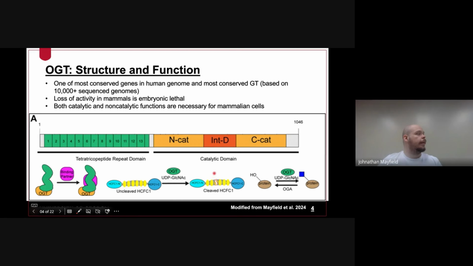And that's going to be cutting this protein HCFC1 in half, which is required for the function of that protein.